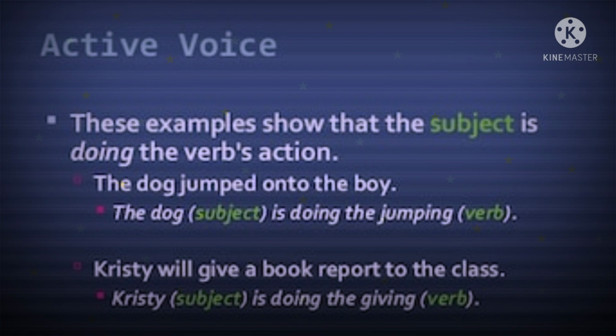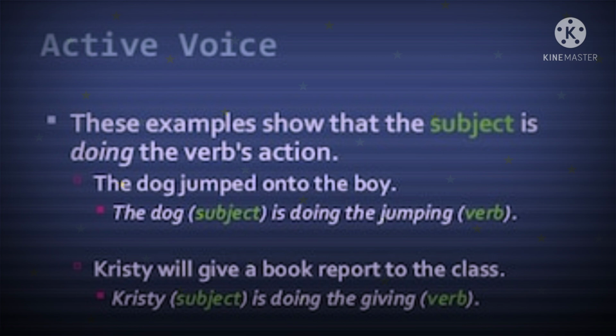Look at these sentences. The dog jumped onto the boy. In order to know what is an active voice and whether it's able to be converted to passive voice, you must know the structure of a sentence. Children, already we have learned transitive and intransitive verbs. Only the verbs which are transitive can be converted to passive voice. That means there should be an object for the verb, then only it could be converted to passive voice.